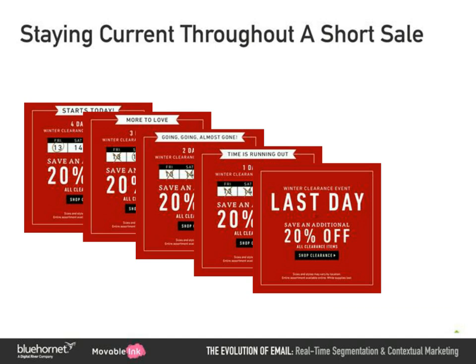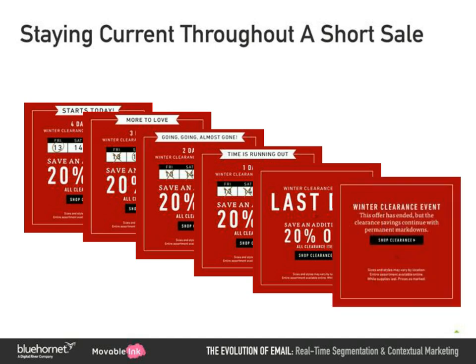And then after the sale was complete, we still updated the information so that way the audience saw that the sale was over, but they could still shop clearance. So those who received all of these emails, if you were looking at Friday's email, on Monday, that creative changed to be last day creative. So no matter what email you saw those 4 days, it was always up to date for the customer.